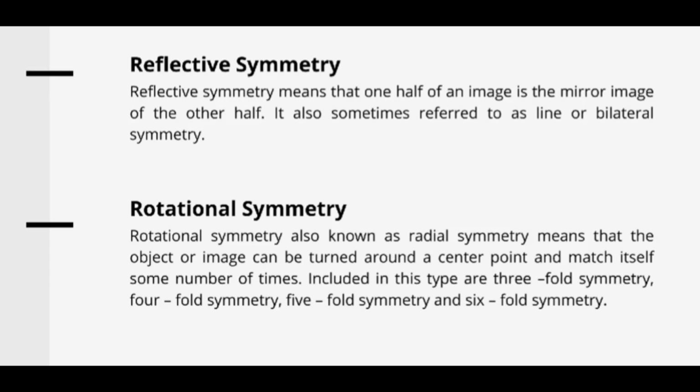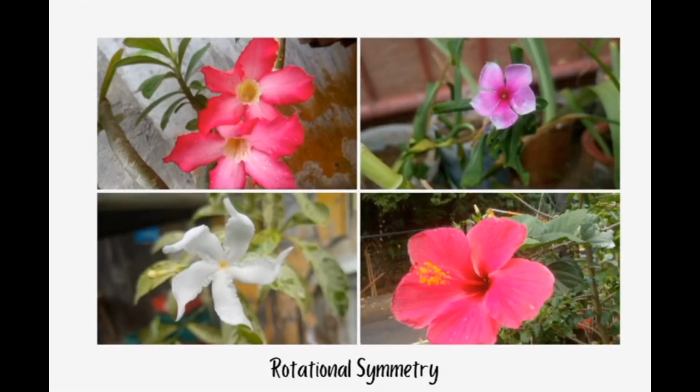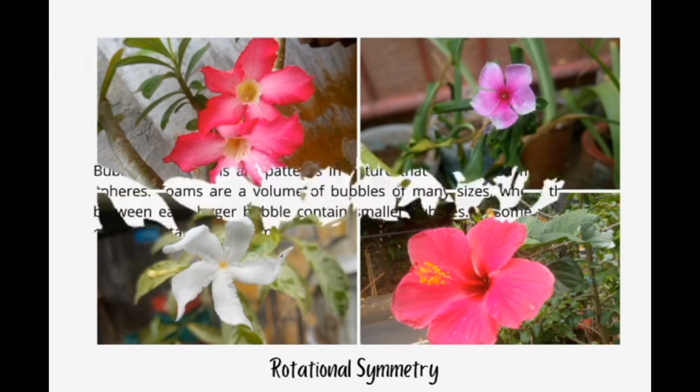Rotational symmetry. Rotational symmetry, also known as radial symmetry, means that the object or image can be turned around a center point and match itself some number of times. Included in this type are 3-fold symmetry, 4-fold symmetry, 5-fold symmetry, and 6-fold symmetry. These are the examples of reflective symmetry, and these are the examples of rotational symmetry.